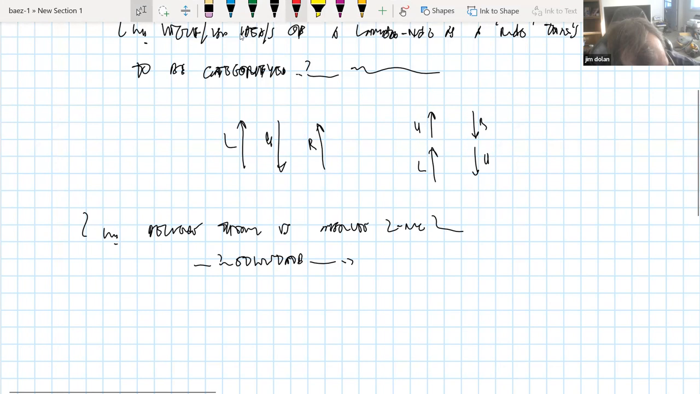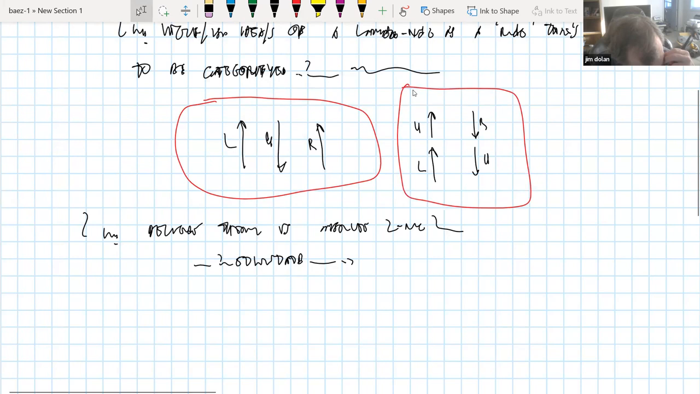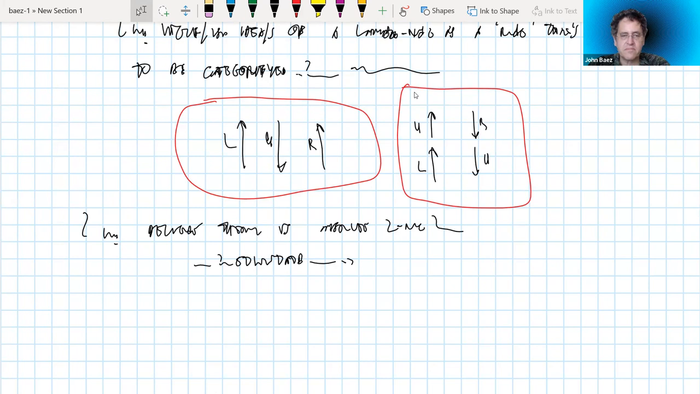So over here I was trying to draw a picture of this functor U that has a left adjoint L and a right adjoint R. And then I was trying to draw a picture over here where you can see that, what am I trying to say? This was something about the left adjoint monad and the right adjoint comonad or something like that.